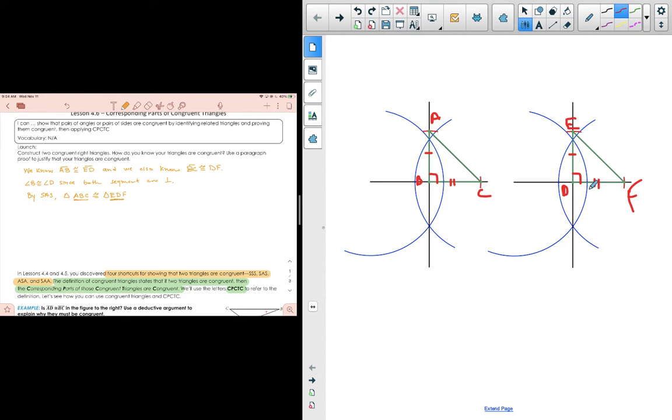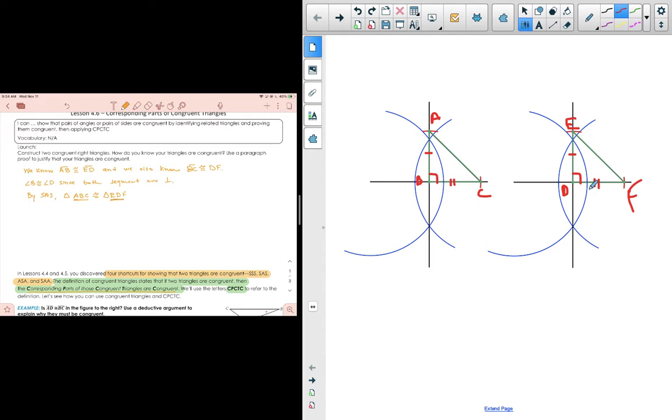And by definition of congruent triangles, it states that if two triangles are congruent, then the corresponding parts of those congruent triangles are congruent. So we have that statement here, and what we are able to say is that if two triangles are congruent, regardless of the information that we know, we can say that all corresponding parts of those congruent triangles are congruent. And so that's very important.